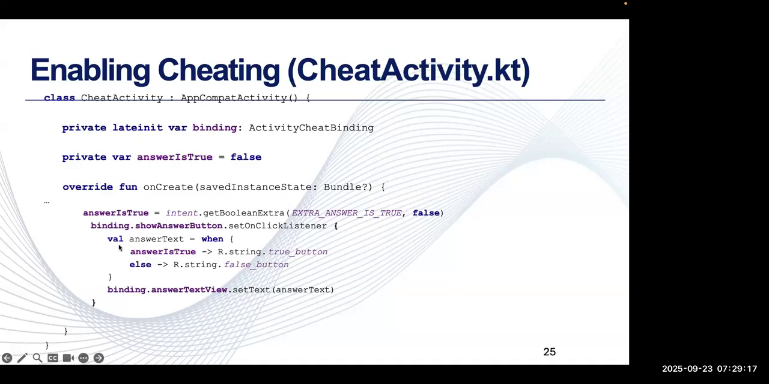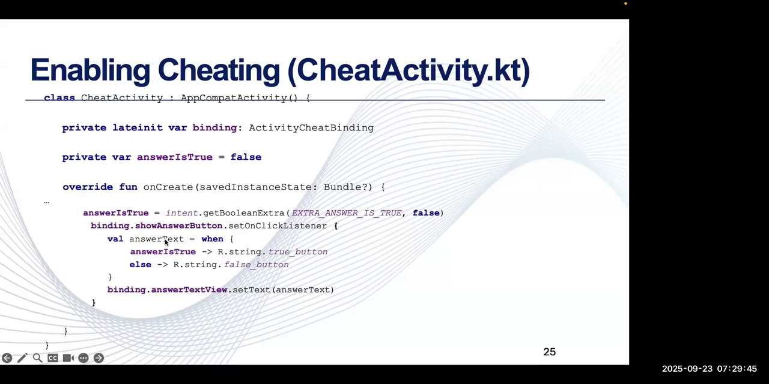Going back to the show answer button. If the answer button is clicked, then we go ahead and show the answer. That's the cheat button; when it is clicked, we display whatever the answer is, so answer text.